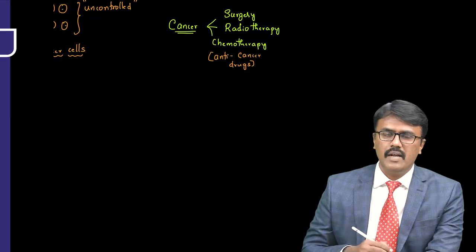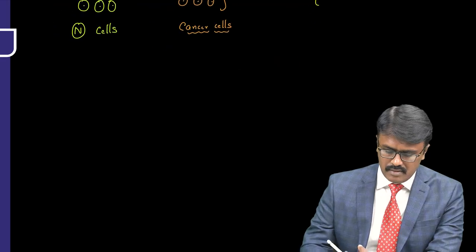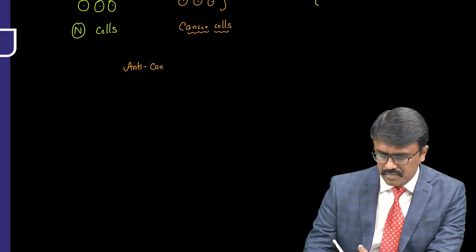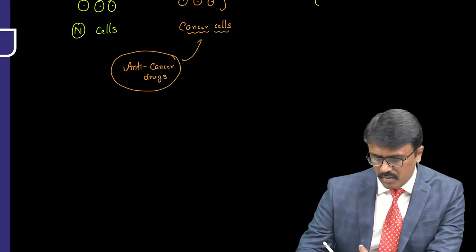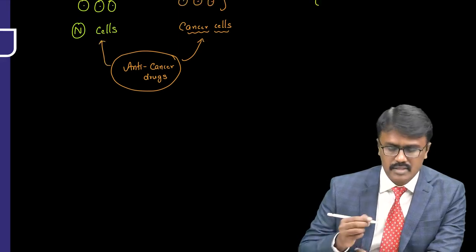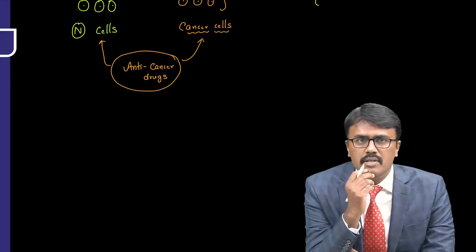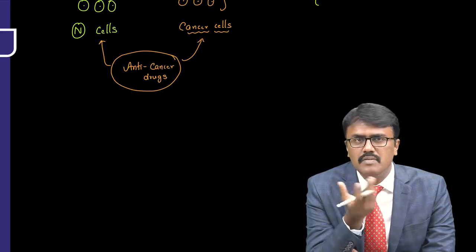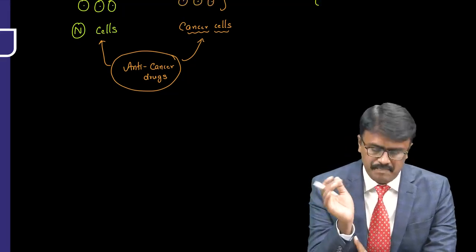But when we are using an anti-cancer drug, what is the problem? The anti-cancer drug doesn't differentiate which is normal and which is abnormal. So the anti-cancer drugs will target both the cancer cell as well as the normal cell, and inhibit the division of both. It doesn't know which is the cancer cell and which is the normal cell, so the normal cells are also affected.